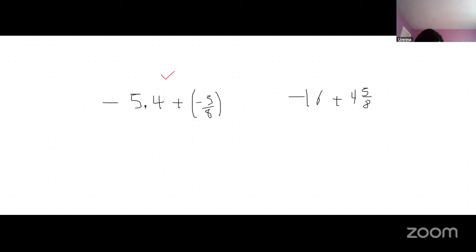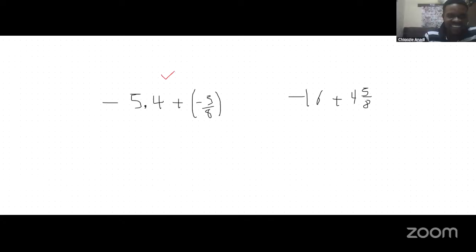That's a good question. The first thing that comes to my mind is turning the decimal into a fraction. Okay, good. So how do you turn it into a fraction again? Let me refresh your memory.